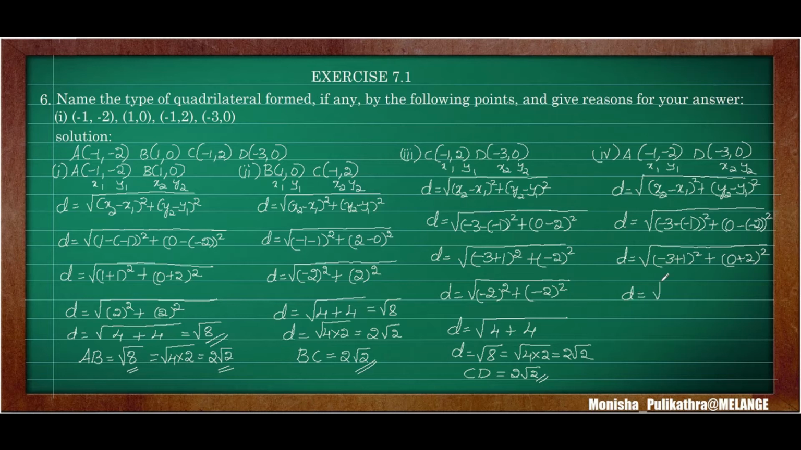So D is equal to square root of minus 3 plus 1. Minus into plus is minus. So 3 minus 1 is 2, larger number sign, so minus 2 whole square plus 2 square. So D is equal to 4 plus 4.